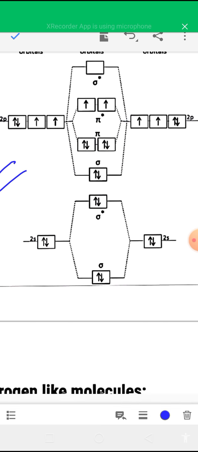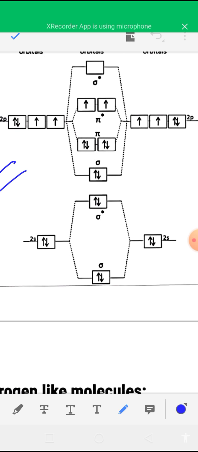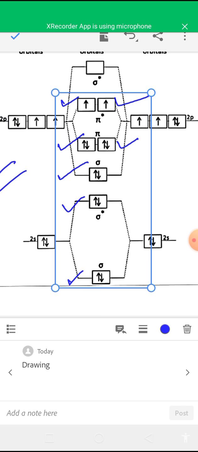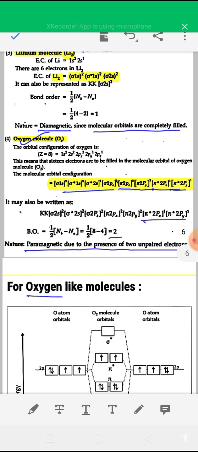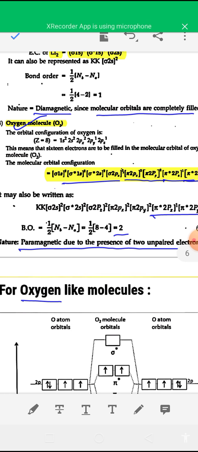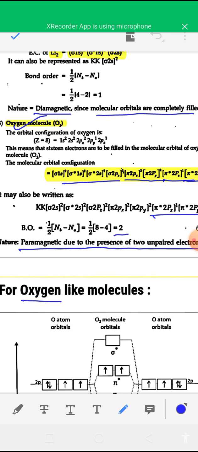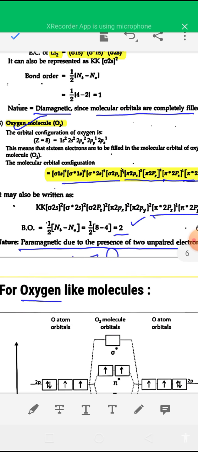Again, sigma 1s2 sigma star 1s2 sigma 2s2 sigma star 2s2 sigma 2pz2 pi 2px2 pi 2py2 pi star 2px1 pi star 2py1. This is the molecular orbital electronic configuration of oxygen. The bond order of oxygen is half into the number of electrons in bonding molecular orbitals, that is 8, minus the number of electrons in antibonding molecular orbitals, that is 4. So half into 8 minus 4 is 2. So in the oxygen molecule there is a double bond between the two oxygen atoms.